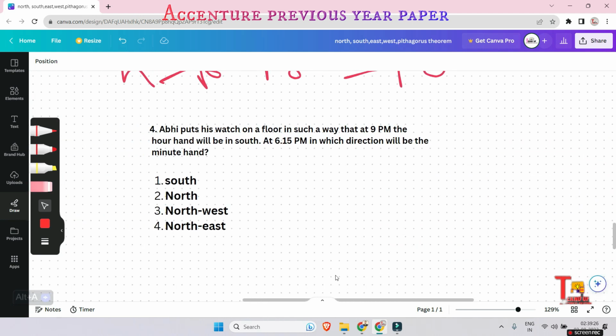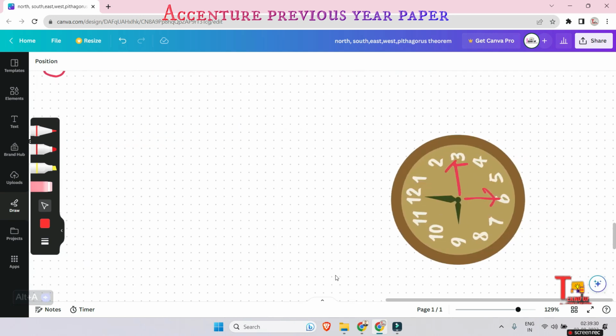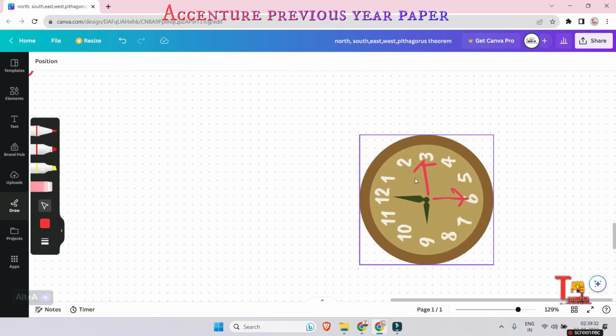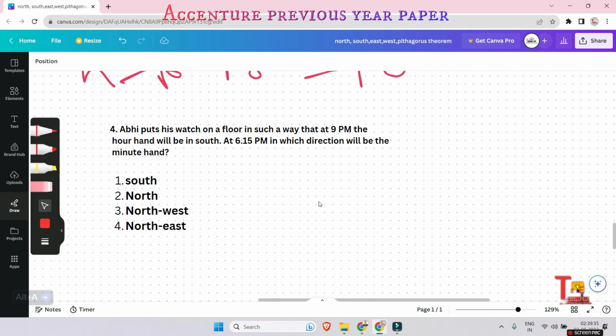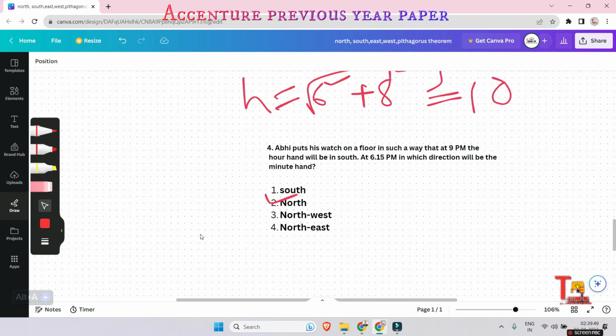So the question is the minute hand direction. The minute hand is towards the north. So north will be the answer. Guys, actually you have to imagine, and if not possible then draw. So the answer will be north. Just imagine, then the problem will be easy.